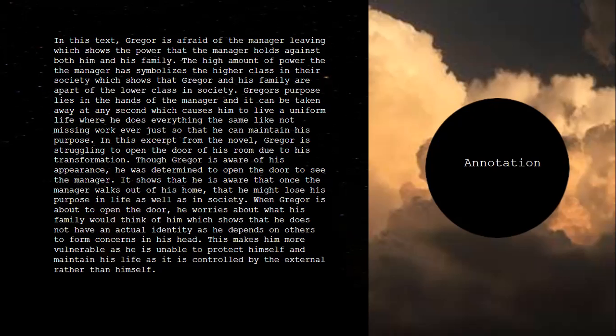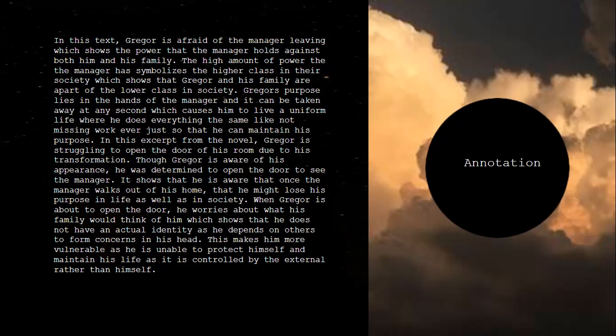So in this excerpt from the novel, Gregor is struggling to open the door of his room due to his transformation. Though Gregor is aware of his appearance, he is determined to open the door to see the manager, and it shows that he is aware that once the manager walks out of his room, he might lose his purpose in life as well as in society.